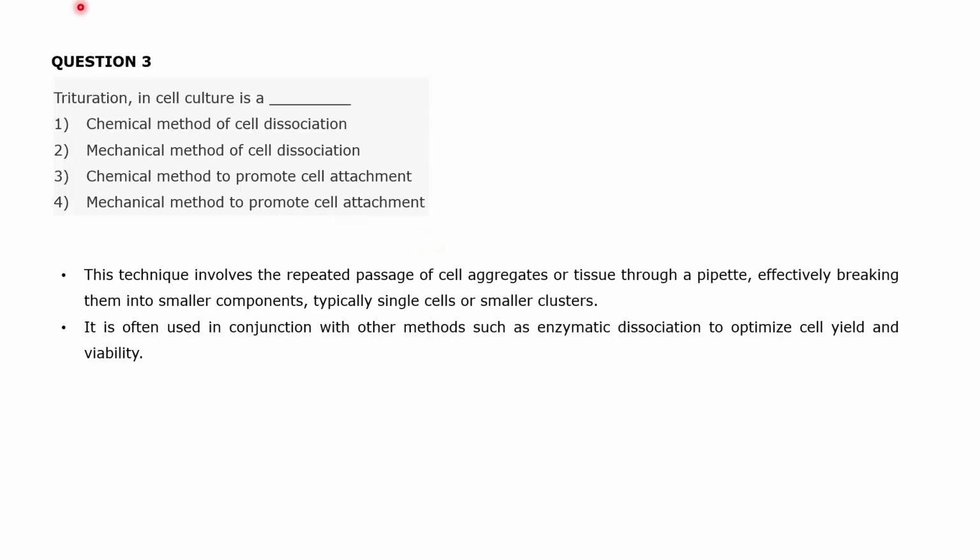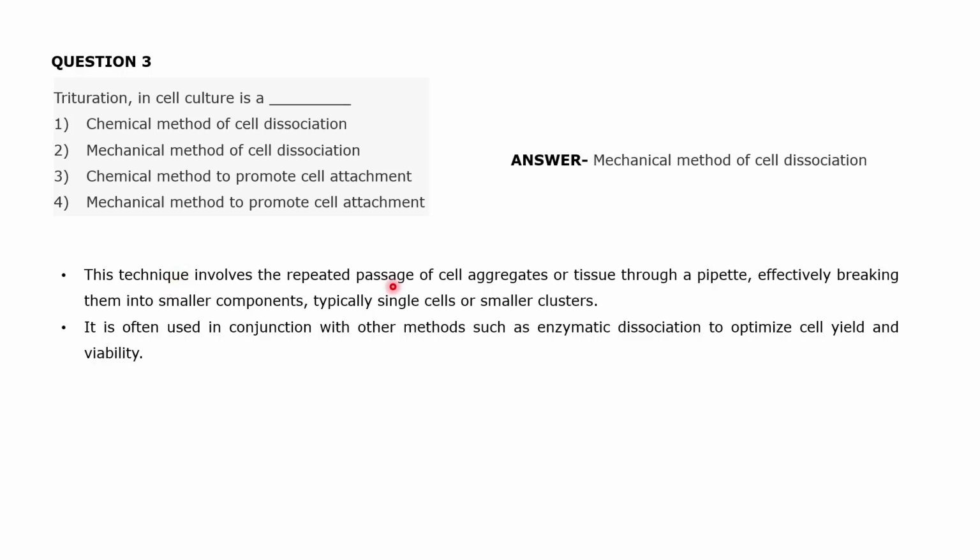So question number 3. Sorry that I forgot to arrange the slides. Coming to question number 3, trituration in cell culture is a chemical method of cell dissociation, a mechanical method of cell dissociation, a chemical method to promote cell attachment, or a mechanical method to promote cell attachment. Which might be the answer? Option 2, mechanical method of cell dissociation. Yes, you are right. So trituration in cell culture is a mechanical method of cell dissociation.